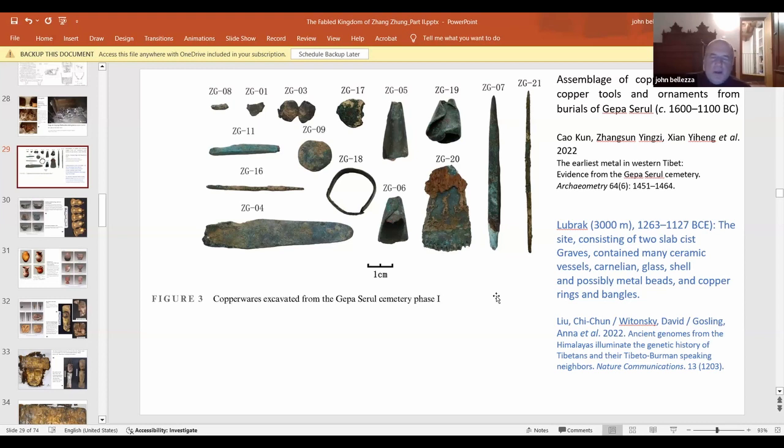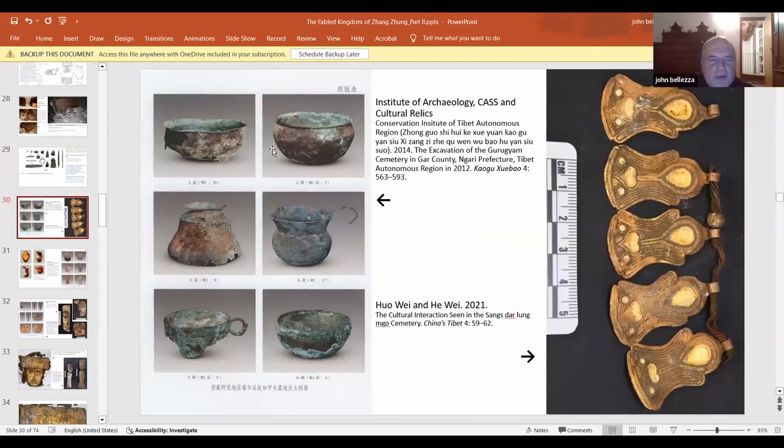Now, this is really, I think, just the tip of the iceberg. There are probably many other sites, some still to be discovered, with caches of early copper and even bronze objects. Now we will go to the burials and look at what we're finding there.